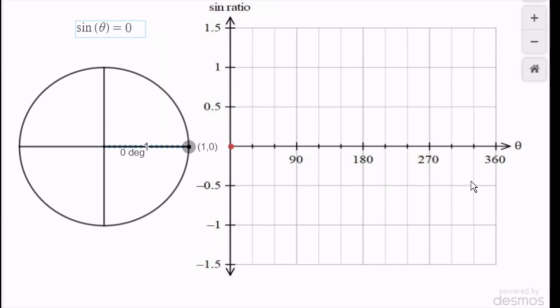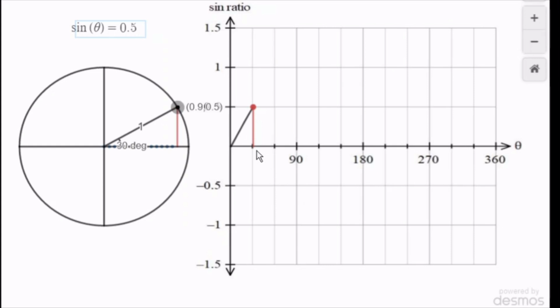What would it look like if we plotted the angle versus the sine ratio? As we move the point, the angle changes, and so does the sine ratio. Remember, the sine ratio is the y-coordinate over the radius. So in this case, it's the y-coordinate divided by 1, so it's just the y-coordinate.